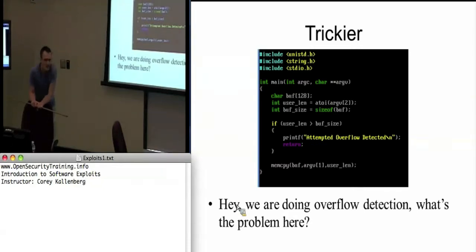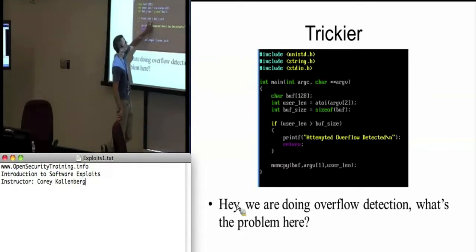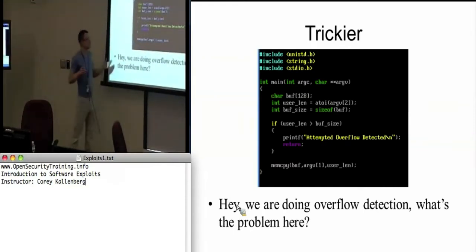Yes, exactly. So if user length is negative, it's going to say negative 1 is not bigger than buffer size, so we pass the overflow check. But when we pass this to memcpy, it's assuming that this value is an unsigned integer, so it's going to convert negative 1 into 0xFFFFFFFF, which is, you know, like 4 billion or something huge like that. So, buffer overflow.